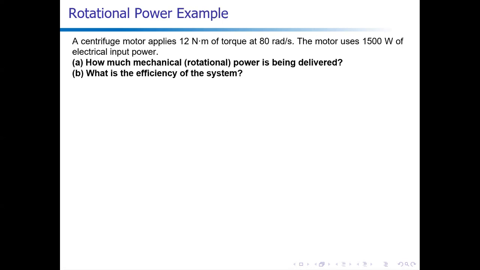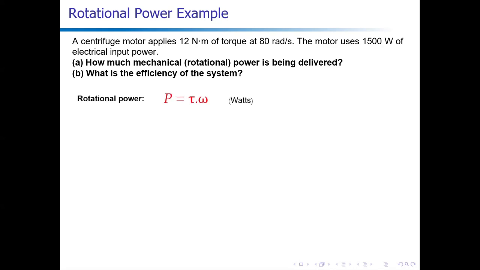Let's now look at the practical example of rotational power and how we can calculate efficiency. Suppose a motor applies 12 Newton meters of torque at 80 radians per second, and it draws 1500 watts of electrical input power. What we want to know is two things. Firstly, how much mechanical or rotational power is being delivered? And then secondly, what is the efficiency of that system?